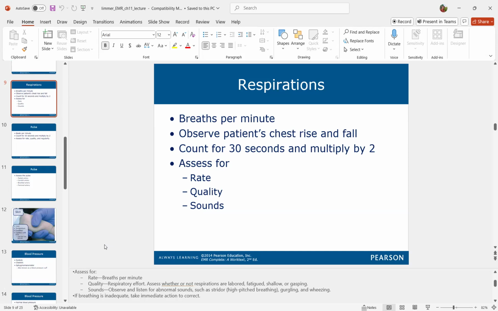So if breathing is inadequate, we need to be pretty aggressive when it comes to airway and take immediate action to correct that, putting them on oxygen, checking what their O2 sat level is, that kind of thing. How do they look? So that's respirations.